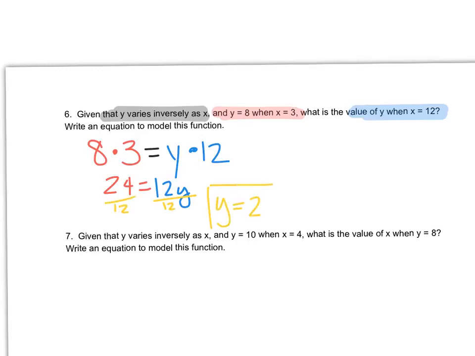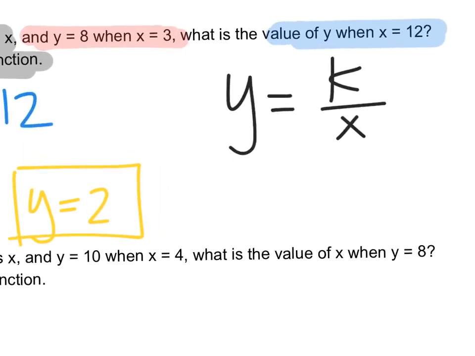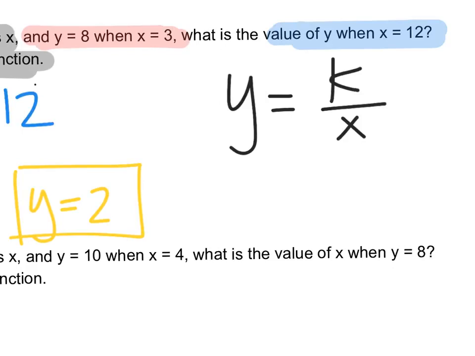So that's half of my answer, because the first question said, what is y when x is 12, so y is 2. So then I need to write my equation, because it also asked me to write an equation to model this function. That equation is going to be y equals k divided by x. So k, my constant of variation in this problem.